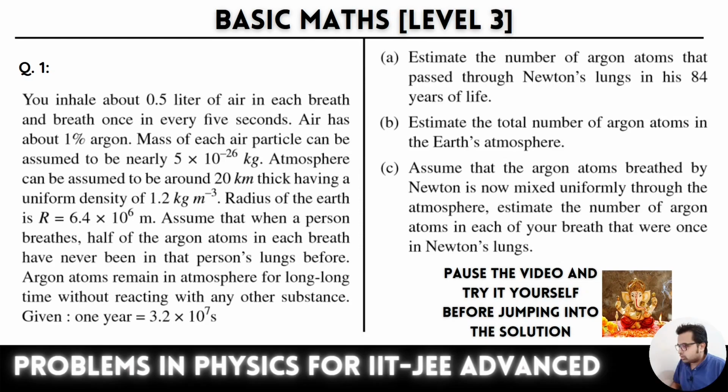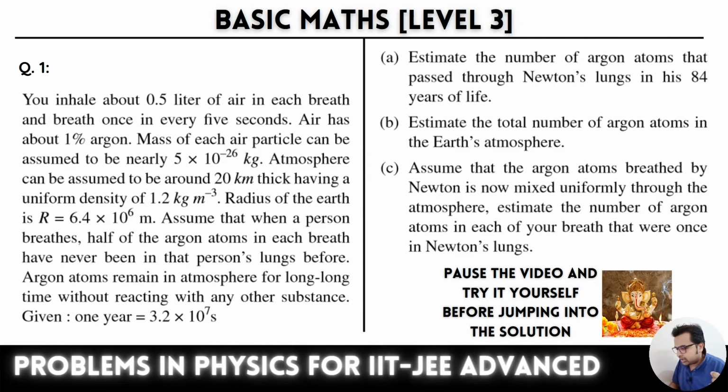And it is also given that air has 1% of argon, and mass of each particle which we inhale is 5 into 10 to the power of minus 26 kilogram. If we talk about the atmosphere, the thickness of the atmosphere is 20 kilometer. We already know the meaning of thickness. And density of atmosphere is 1.2 kilogram per meter cube. Radius of the Earth, which is a sphere, is 6.4 into 10 to the power of 6 meter. And 1 year is equal to 3.2 into 10 to the power of 7 seconds.